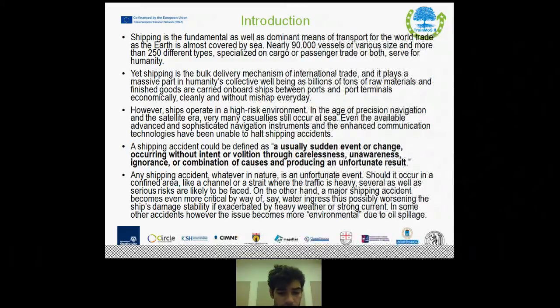On the other hand, a major shipping accident becomes even more critical by way of, say, water ingress, thus possibly worsening the ship's damaged stability if exacerbated by heavy weather or strong current. In some other accidents, however, the issue becomes more environmental due to oil spillage.